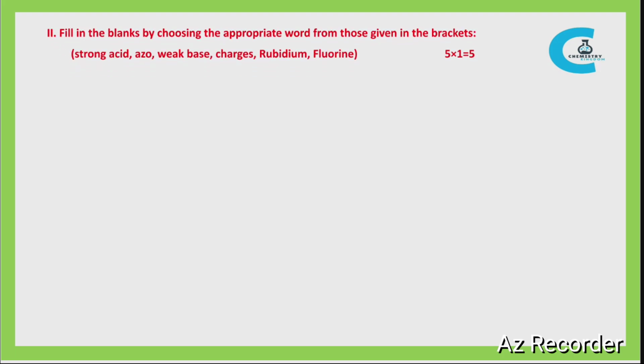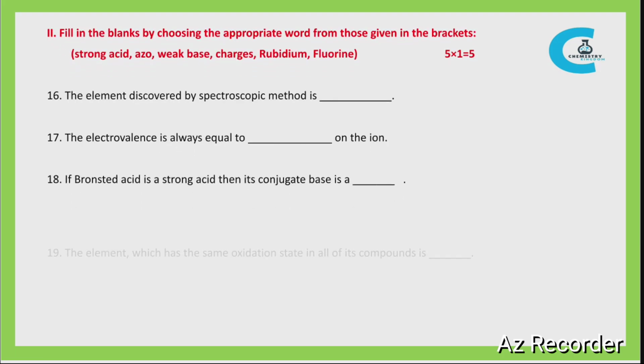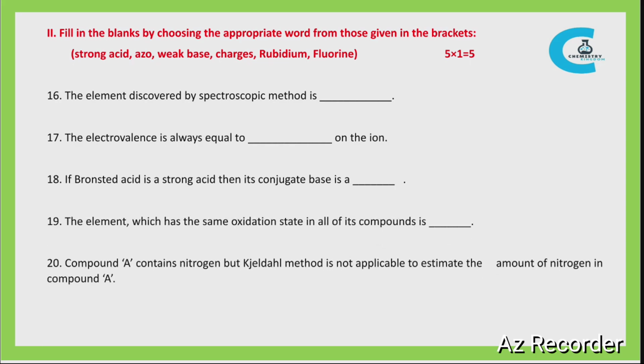Next, the fill in the blanks. I hope you understood the MCQs. See, first I will give the question. These are the 5 questions. First one: the element discovered by spectroscopic method is, it is nothing but rubidium. Rubidium is an element which was discovered from the spectroscopic method.